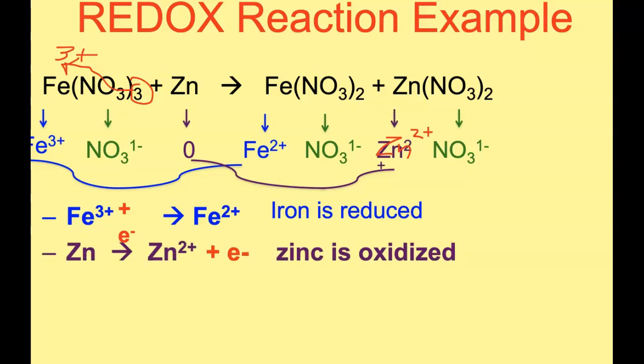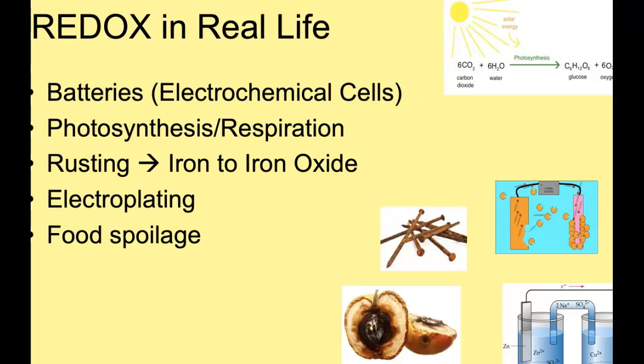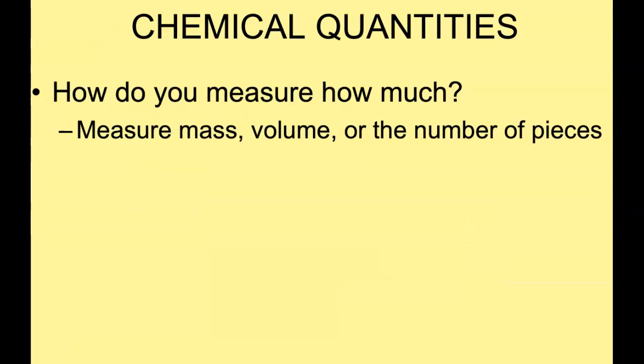Okay, there we go. We've got it now. So we see these oxidation reduction reactions in real life all over the place, in batteries, in electroplating things, in photosynthesis and rusting.